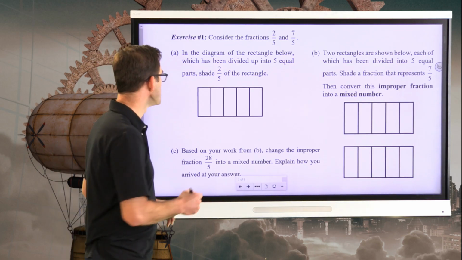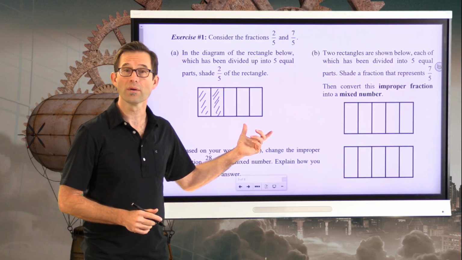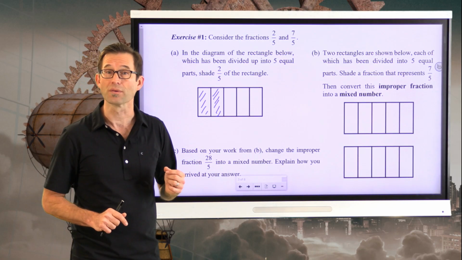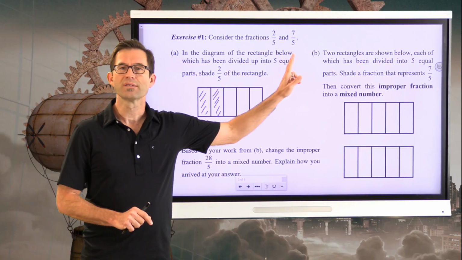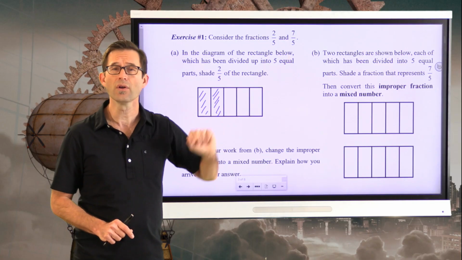All right, well, let's shade 2/5 of that rectangle. The idea, of course, is that since I've divided the rectangle up into 5 equal parts, 2/5 of it would just be 2 of those 5 equal parts. Easy enough, right? But what happens when I suddenly have the fraction 7/5? Let's take a look at that in letter B.